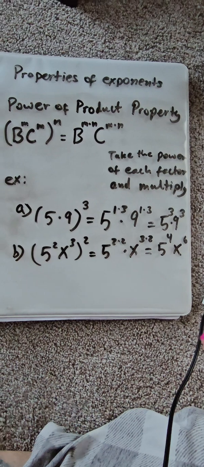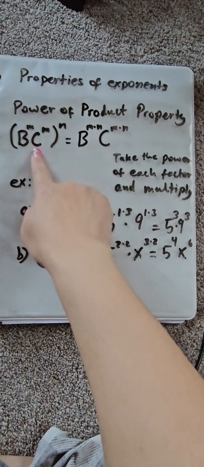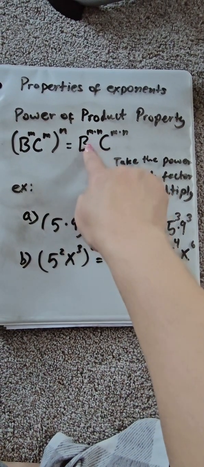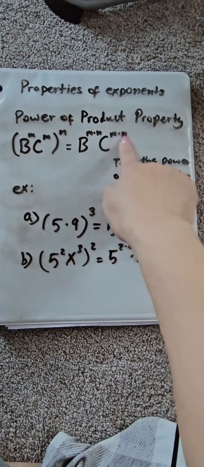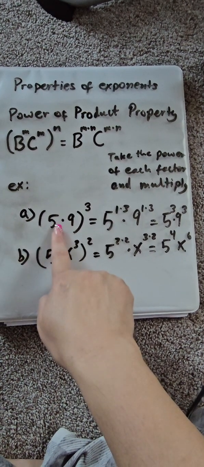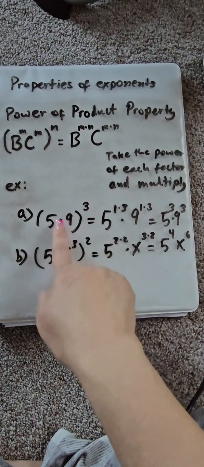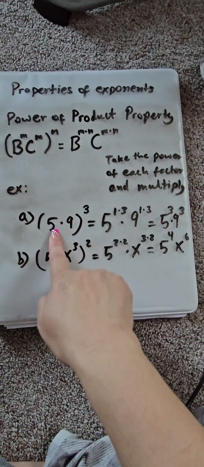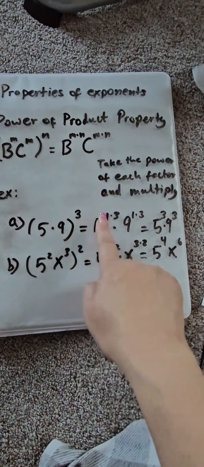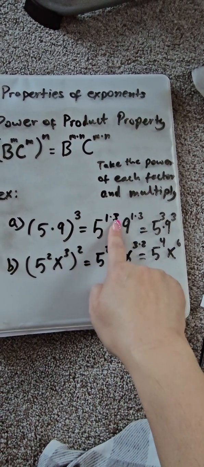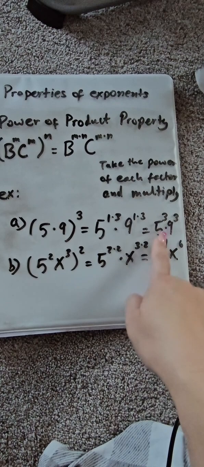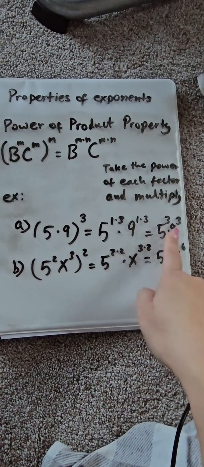Power of product property. Here we have a product which is b times c. We take the exponents and multiply them by the power. So we have b to the m times n and c to the m times n. In example A, we have 5 times 9 raised to the 3rd power. When the exponent is not indicated, you should know that it is 1, according to the identity property. So we have 5 to the 1st power times 3 and 9 to the 1st power times 3. So we end up with 5 to the 3rd power and 9 to the 3rd power.